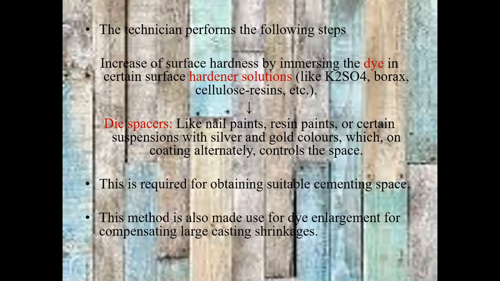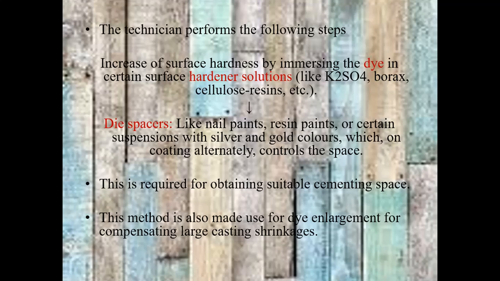So the steps the technician performs are that after pouring the cast, the die is retrieved. Okay, as I have told you, when the die is retrieved, this is immersed in a certain hardener solution. So the immersion in hardener solutions like ATS, sulfur, borax, cellulose, resins, etc. will increase the surface hardness of the die.